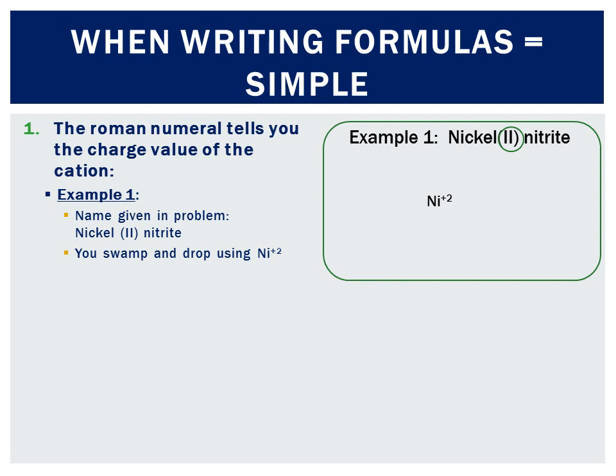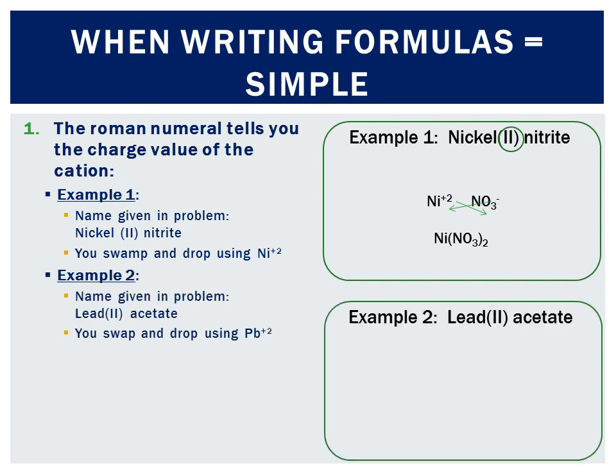Nitrate is one of my polyatomic ions. I have to go over to my table of polyatomic ions. I have both my ions. I swap and drop the charges. I have Ni, NO3, 2. Okay, so the 2 told me the plus 2 here, and then business as usual, following the steps to swap and drop. Next example, lead 2 acetate.